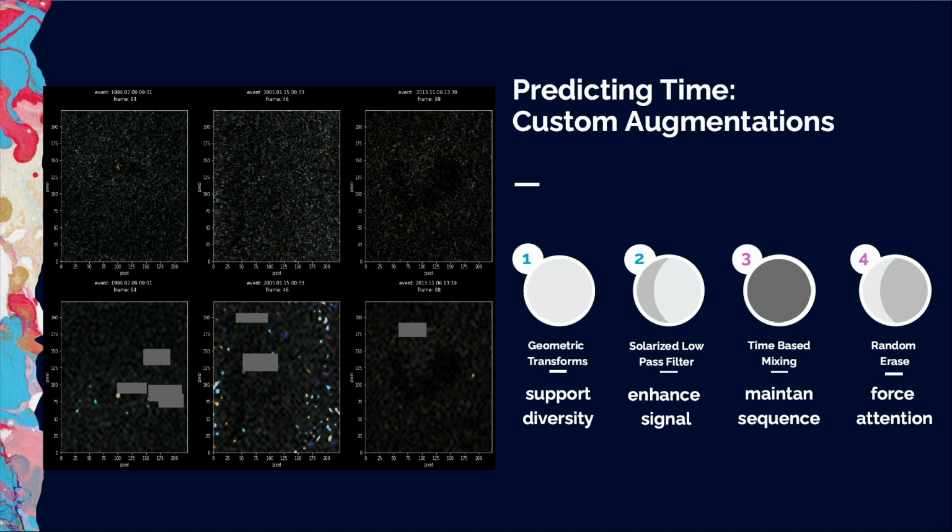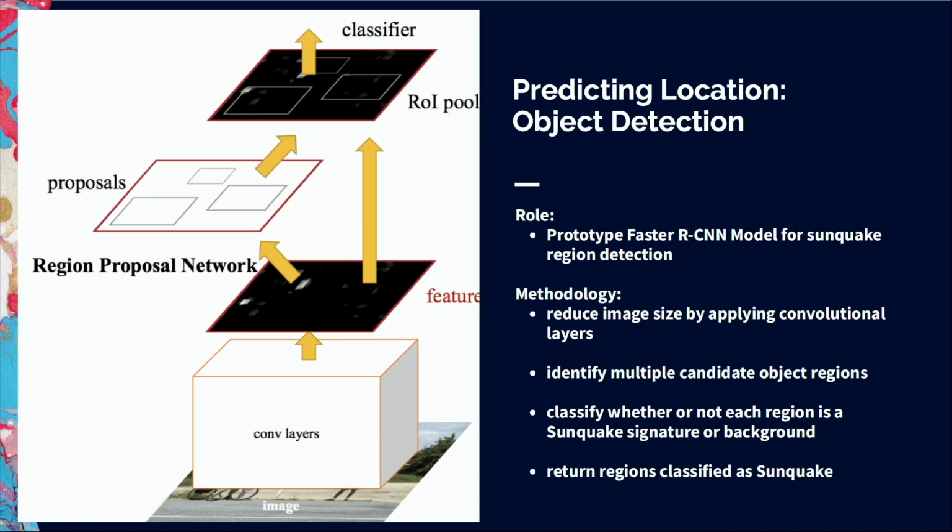And lastly, random erase. We use this instead of random crops because using random crops would mean losing the label information. So if we were to crop this area, we would lose the Sunquake information which was here. This is more forgiving.